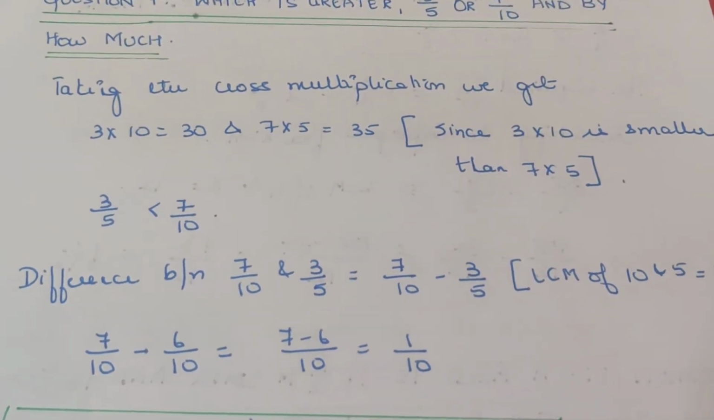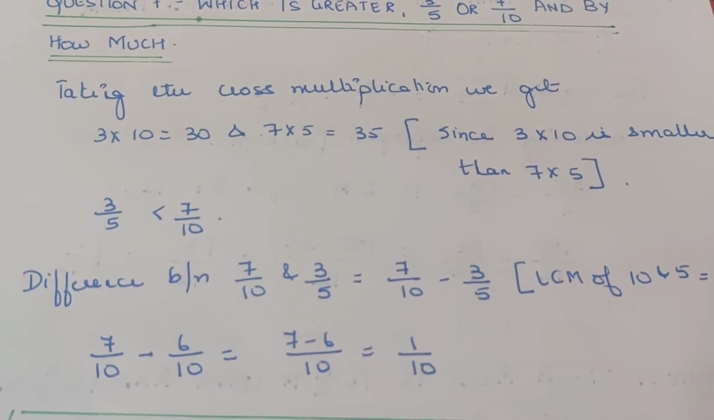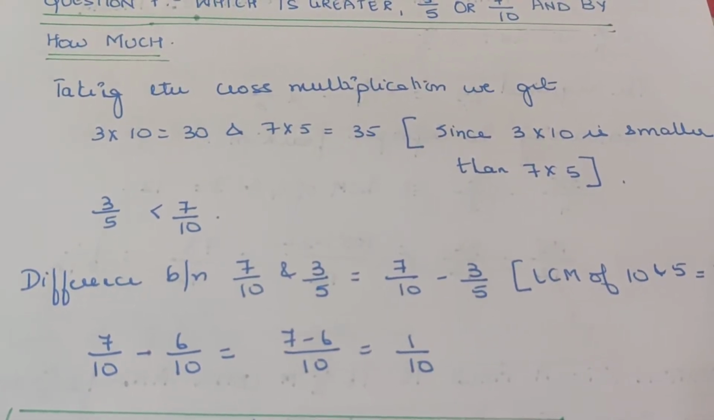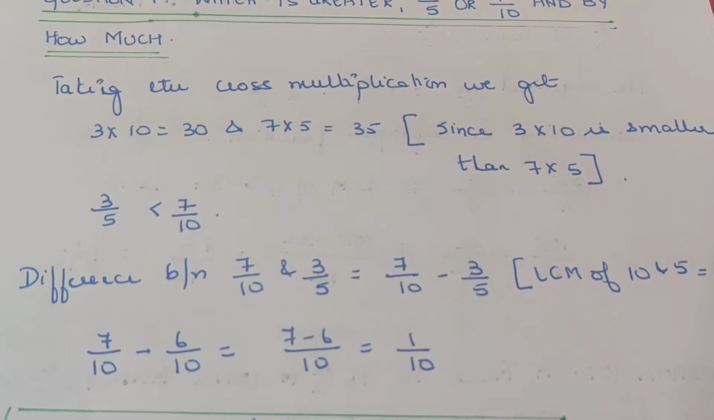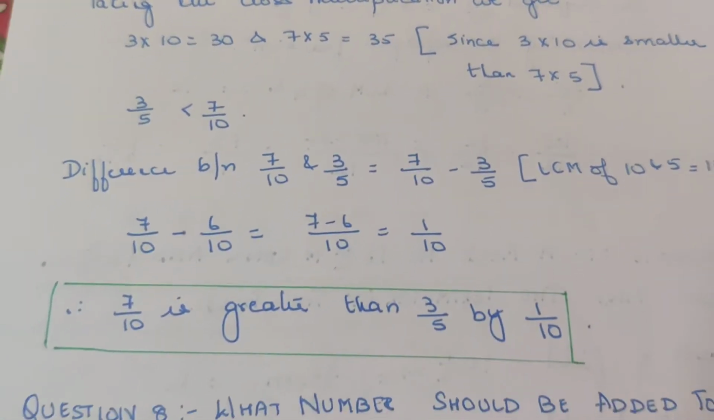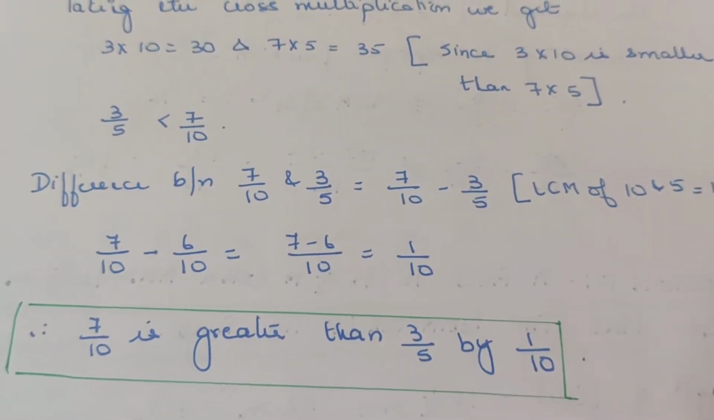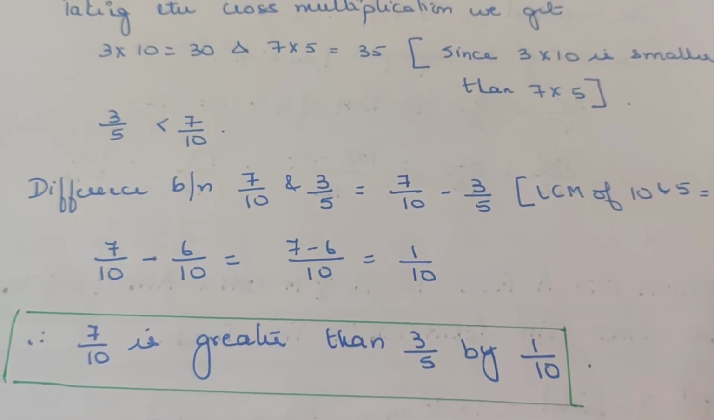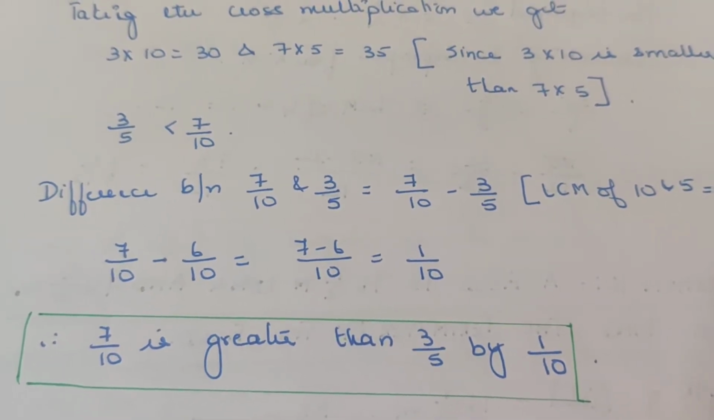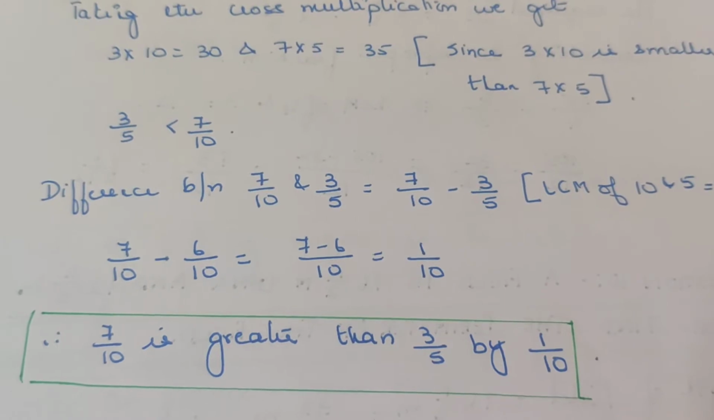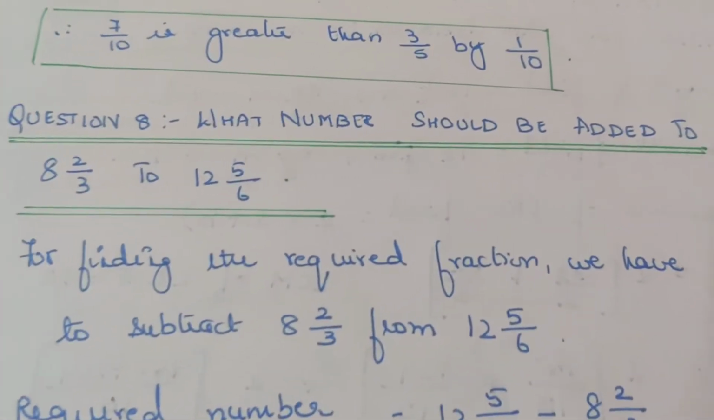I am just pausing for a few seconds for you to understand. And hope this is clear. Therefore, you write 7 by 10 is greater than 3 by 5 by 1 by 10. Super. Let's move on to the next one.